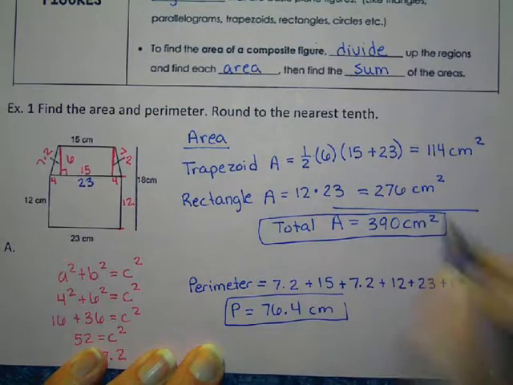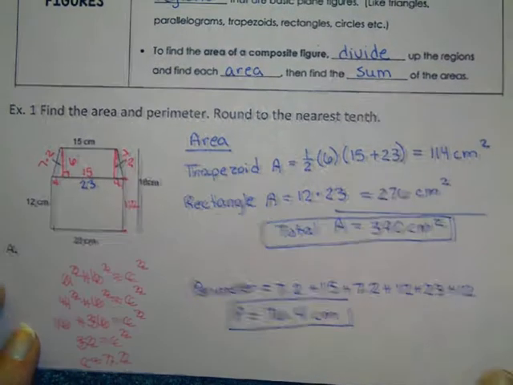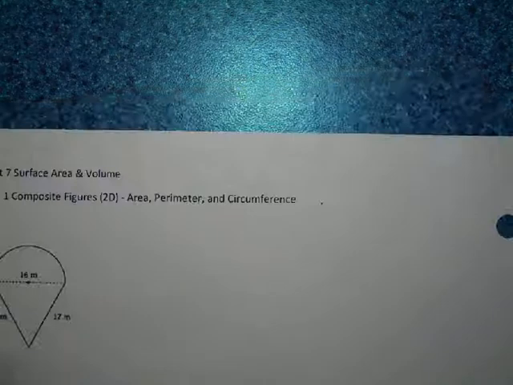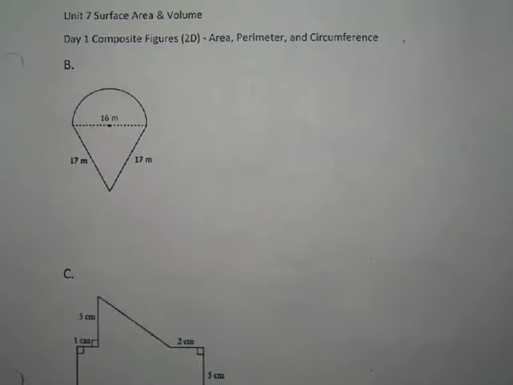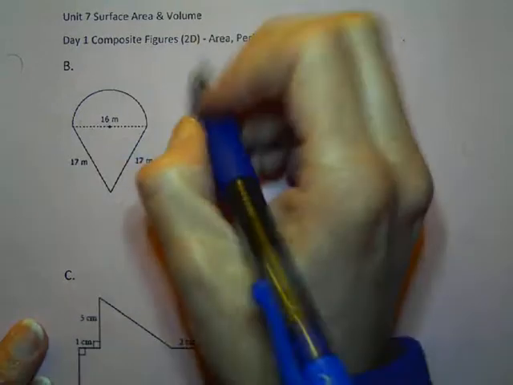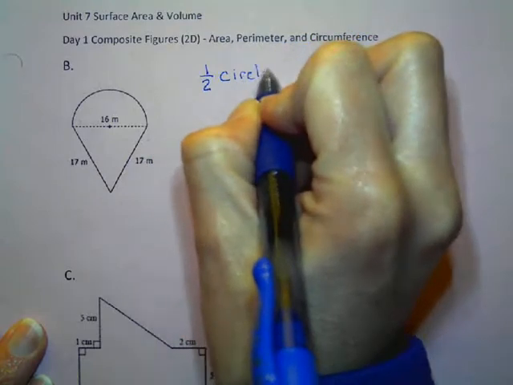Alright, let's try the next one. First thing, decide, okay, what kind of shapes do we have here? I see a triangle and a semicircle. You can call it a semicircle, you can call it half of a circle. So I have half of a circle, and I have a triangle.